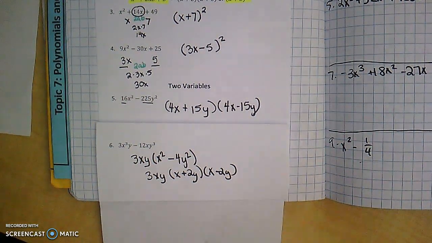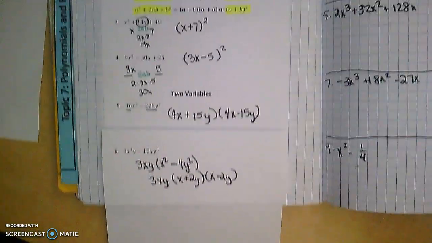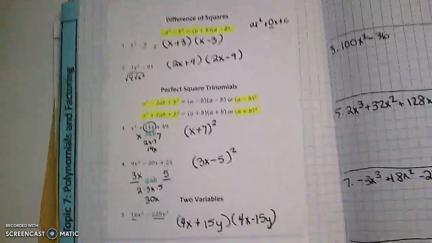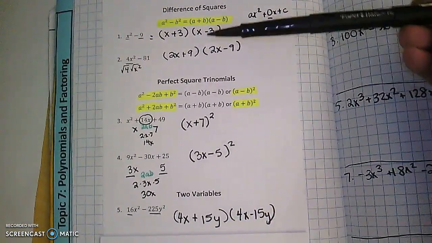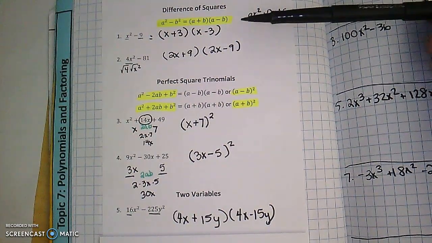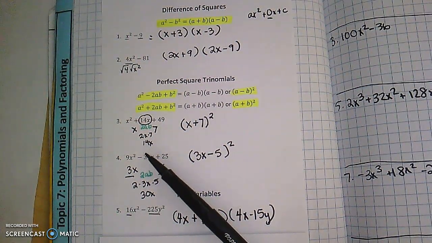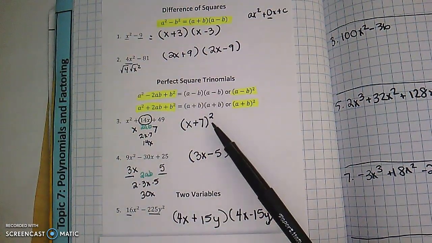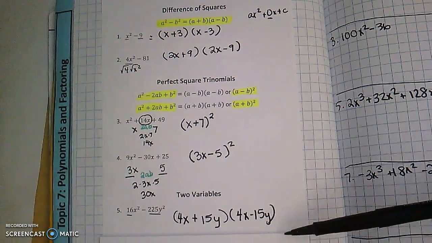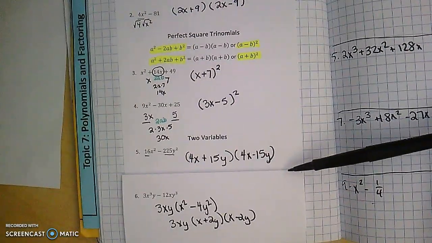All right, so we have gone over in the last part 1 and now the end of part 2 different types of special cases. We talked about difference of squares, we talked about perfect square trinomials, how to identify if it is a perfect square trinomial, and if it is, how we can factor it, and then we also talked about things where I might have two variables.